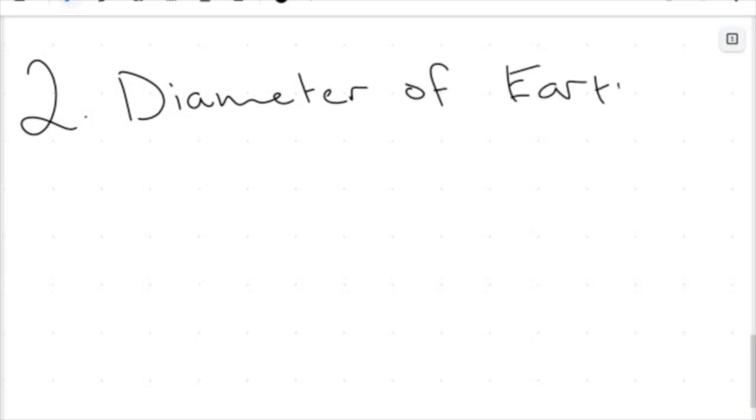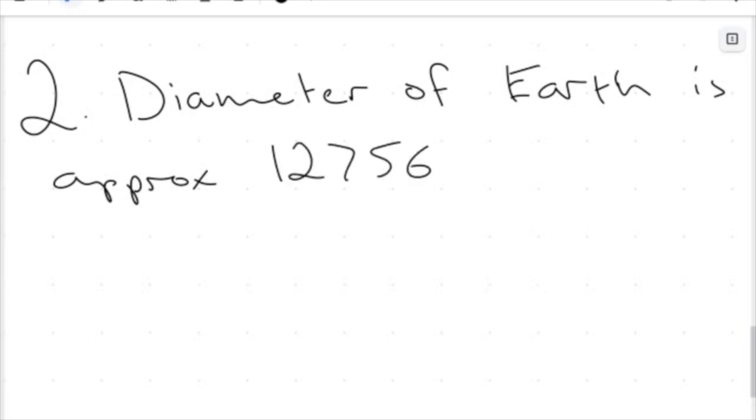Alright, one more example, and I'm going to give an application type of question here. So we can look at another part of this topic, which is using our calculator with scientific notation questions, as well as just general problem solving and application. So this question tells us that the diameter of Earth is approximately 12,756,000 meters.